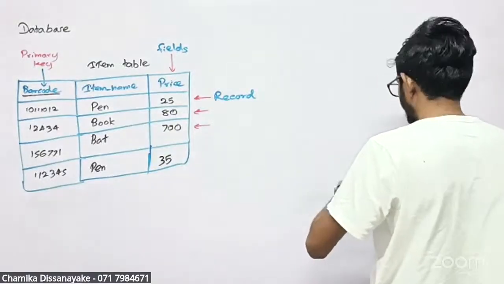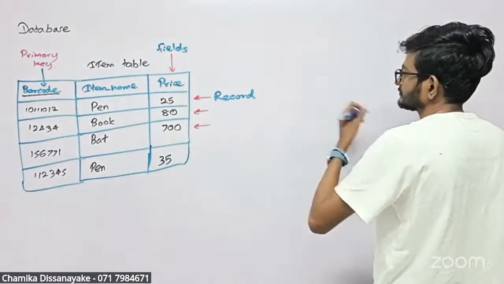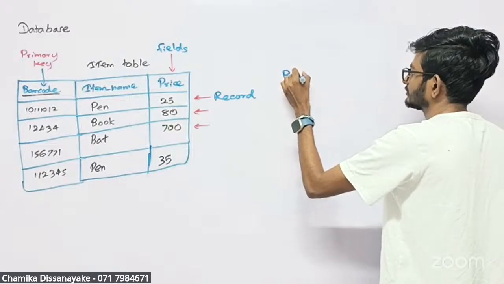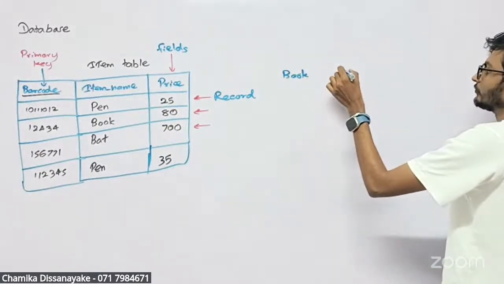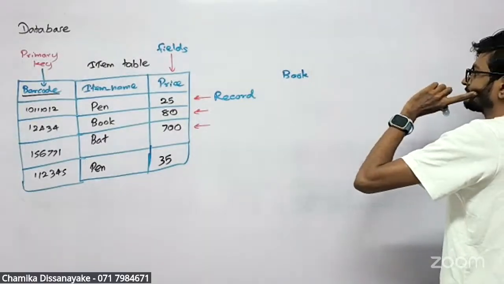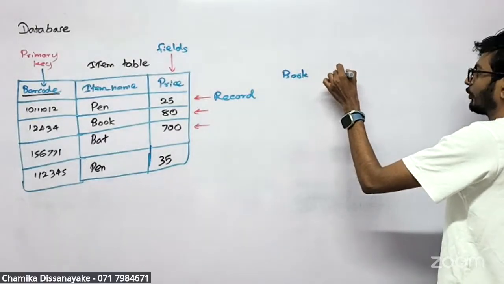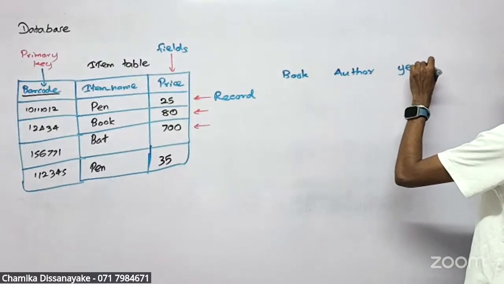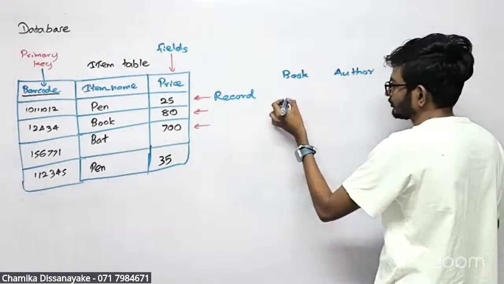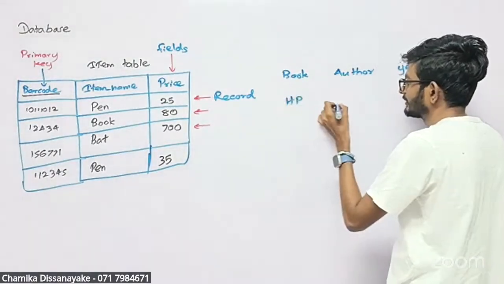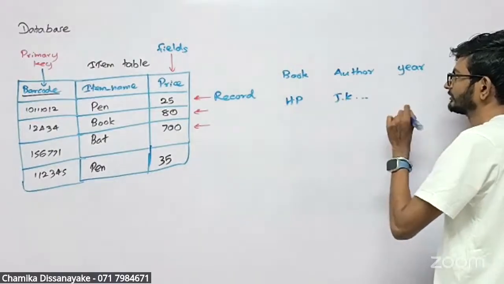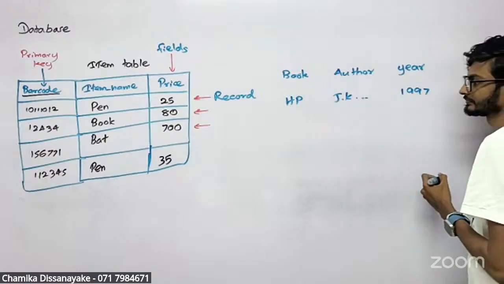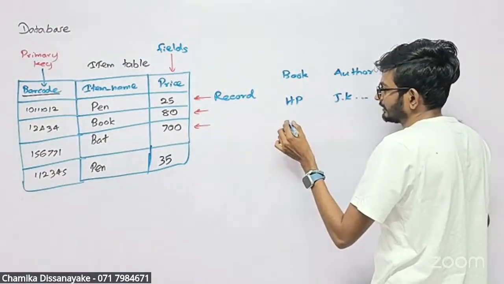So let's see another table. We have book, book name, author, and year. This is another table. So the book is Harry Potter, J.K. Rowling, and here will be 1997.